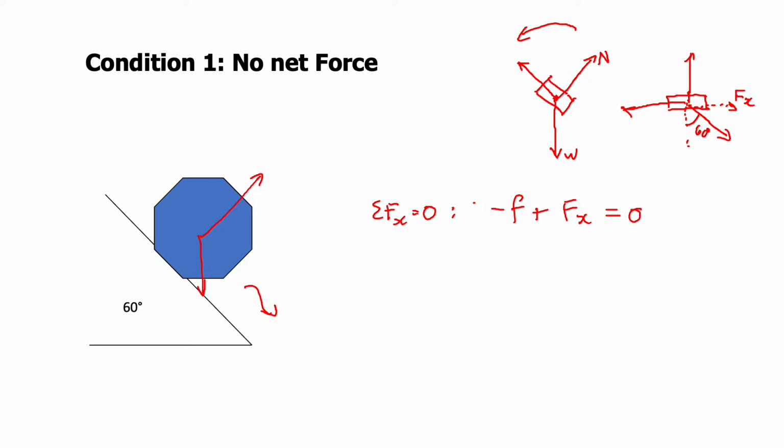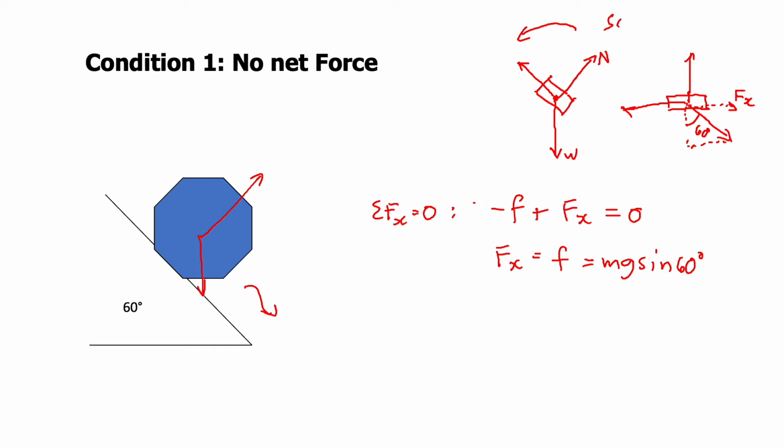Now we can say that Fx is equal to F. Fx here is the component of the weight, which is mg. This component here is also the same as this, and as we can see, it's the opposite side of the angle 60. So that's mg sine 60.